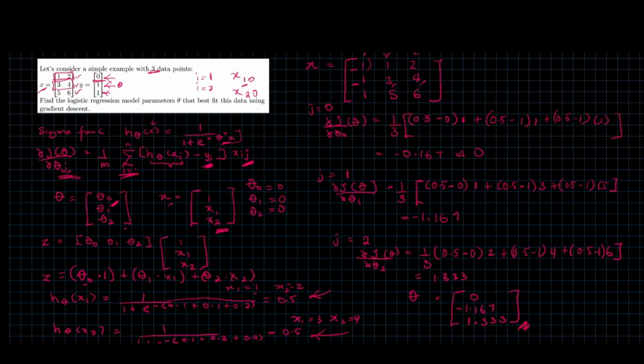Now you can do another iteration knowing what theta 0, 1, and 2 are. So I'm just going to stop here, but you can do it if you want.